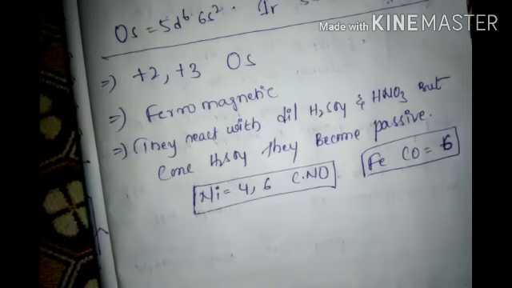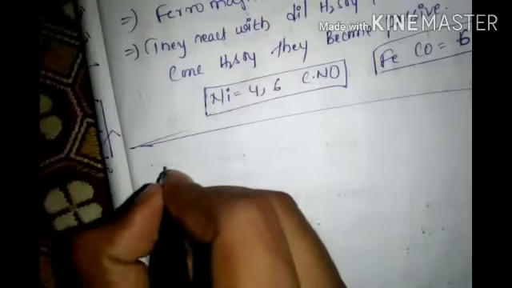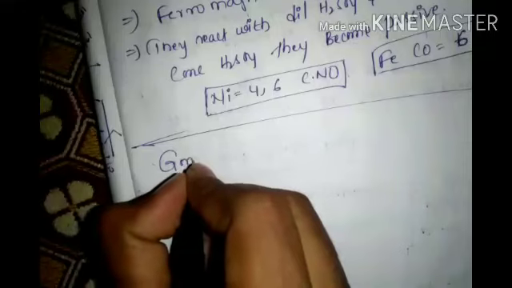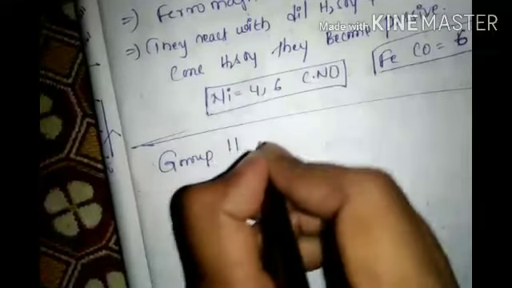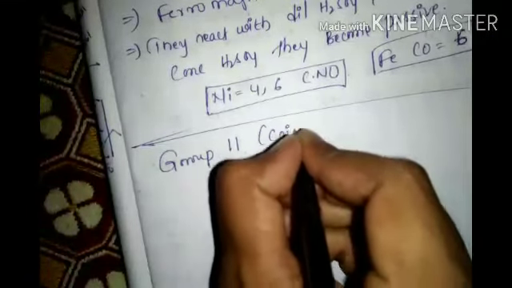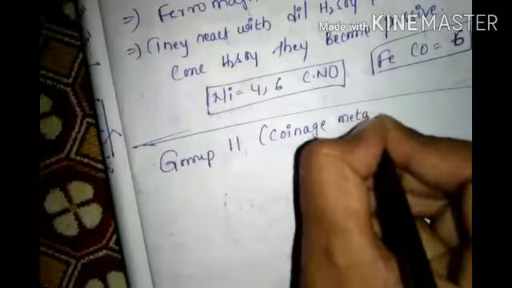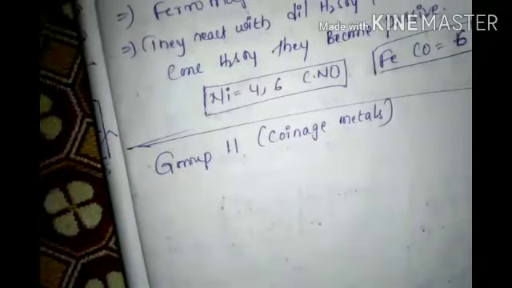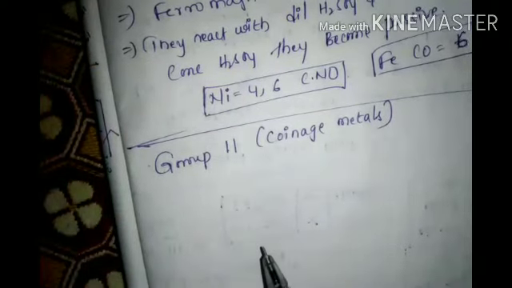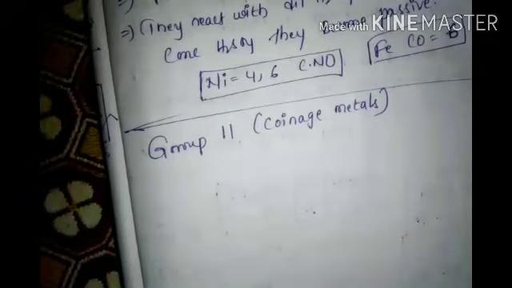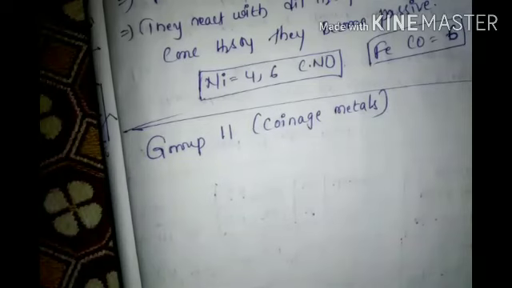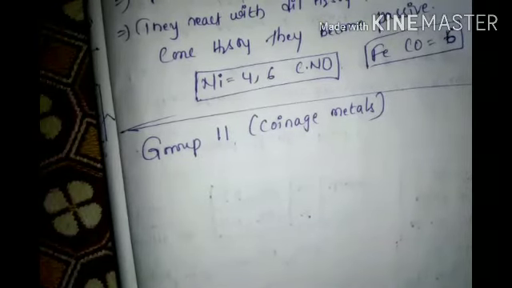This is about groups 8, 9, 10. And one more family, it is group 11, the coinage metals. Coinage metals means what coins we are using. Silver coins we use, gold coins we use, copper coins we are using. In olden days only copper coins they were using. Okay.